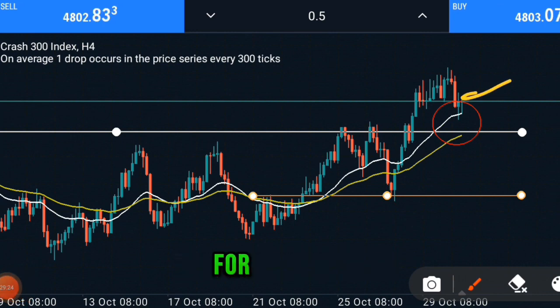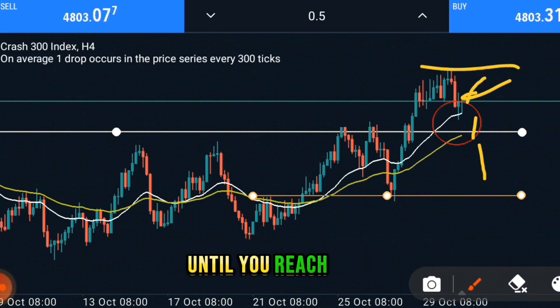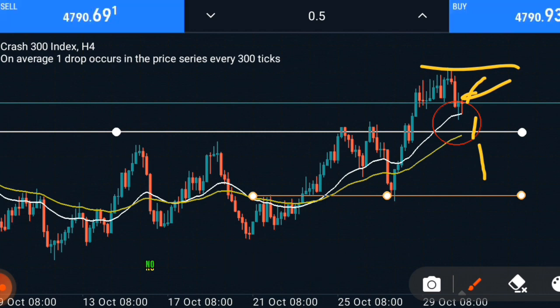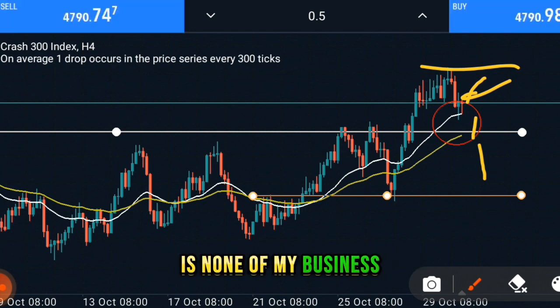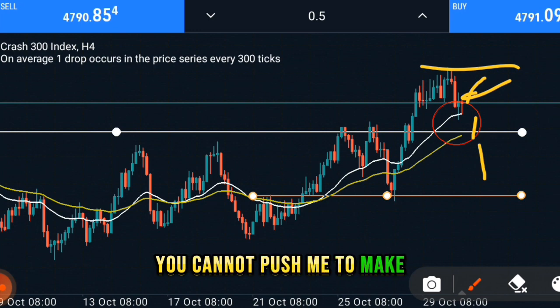So I'm looking forward for something. Drop in this place, I will trade. Drop more, I will trade. Go this place, I will not trade until you reach here. That is the simple thing. So whatever happens in this market, no matter what is going on now, it's none of my business. I cannot trade. You cannot push me to make entries here.